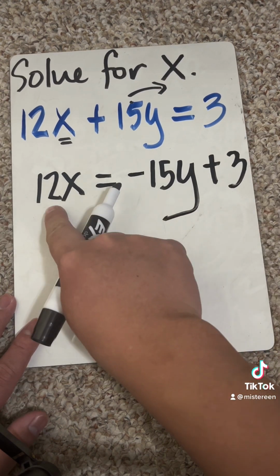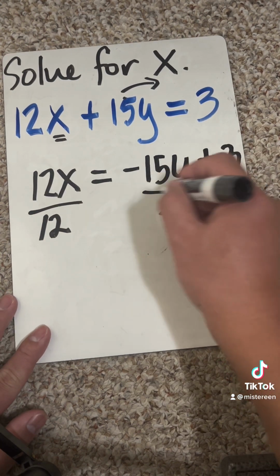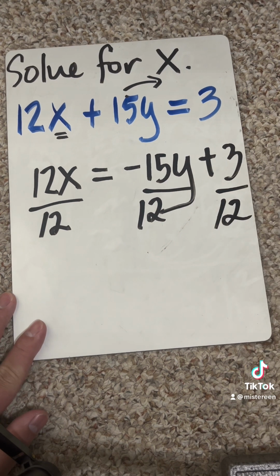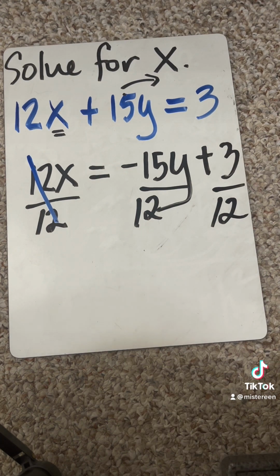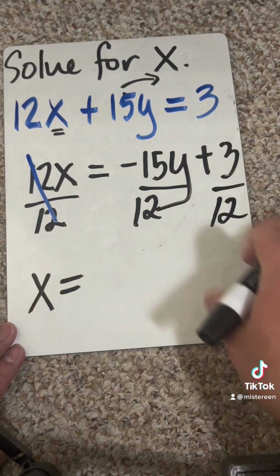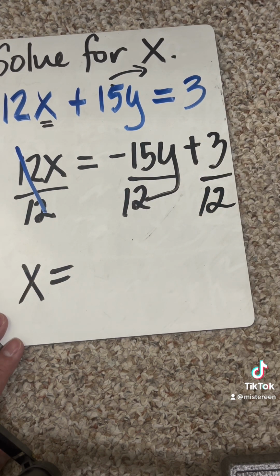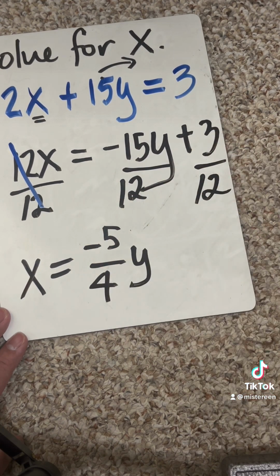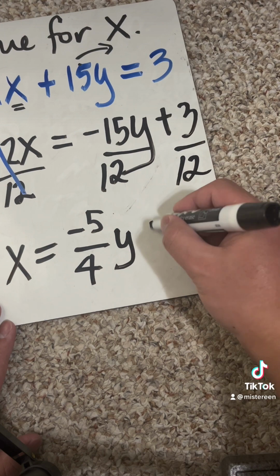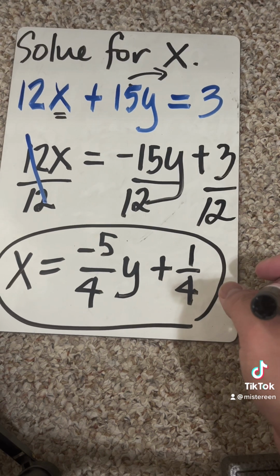All right, next, I only want my x here, so by dividing by 12, I'm going to get rid of the 12, and I have to do it to every single number here. So this part here will be crossed out. So what is x? Now, if you use your Desmos scientific calculator, just put in the negative 15 over 12 without the y, and it will give you the lowest term, which is negative 5 over 4, and then attach the y. And then 3 over 12 also, the Desmos scientific can help you simplify that, and that's equal to a positive 1/4. All right, so my x is equal to negative 5/4 y plus 1/4.